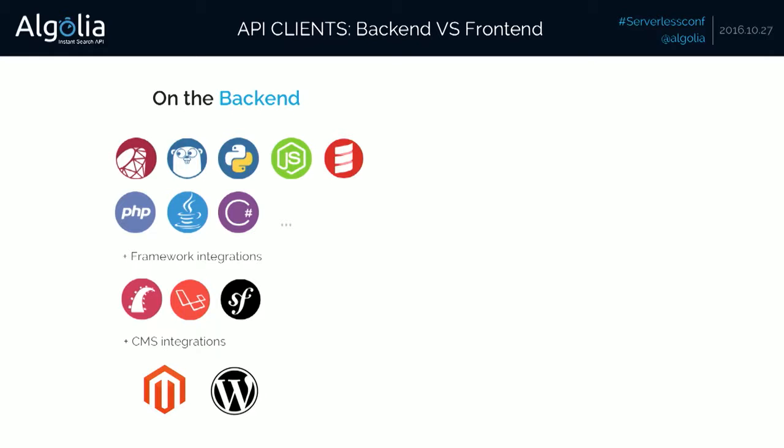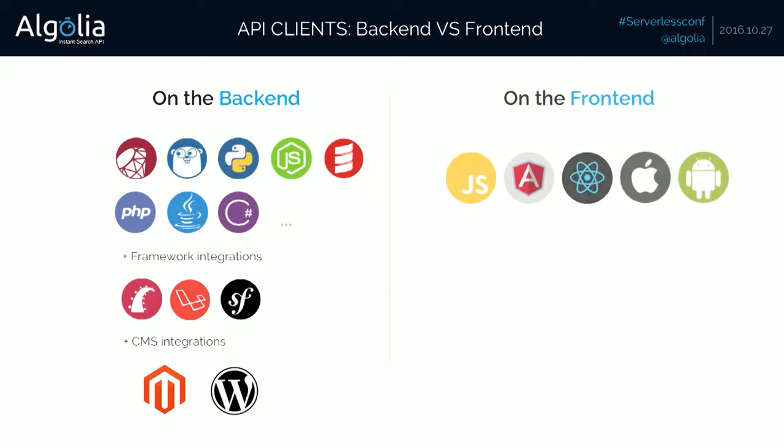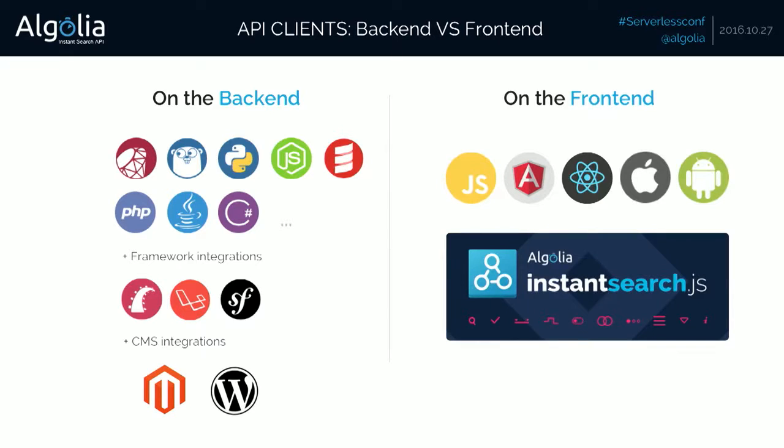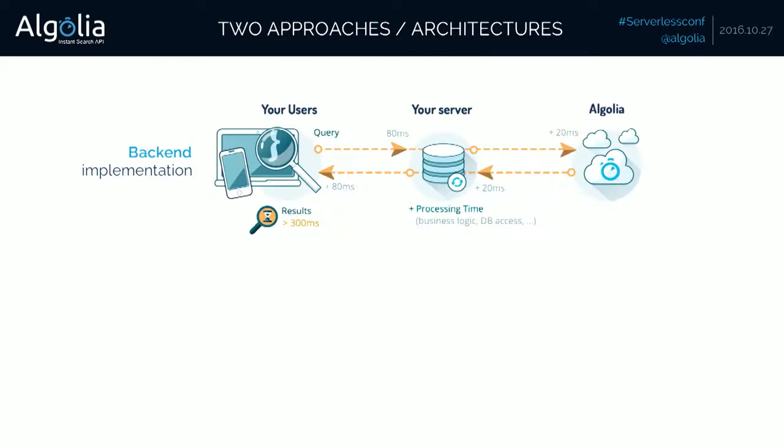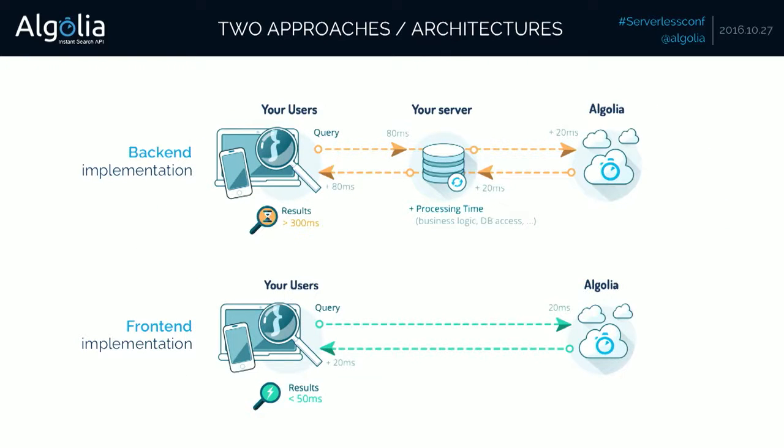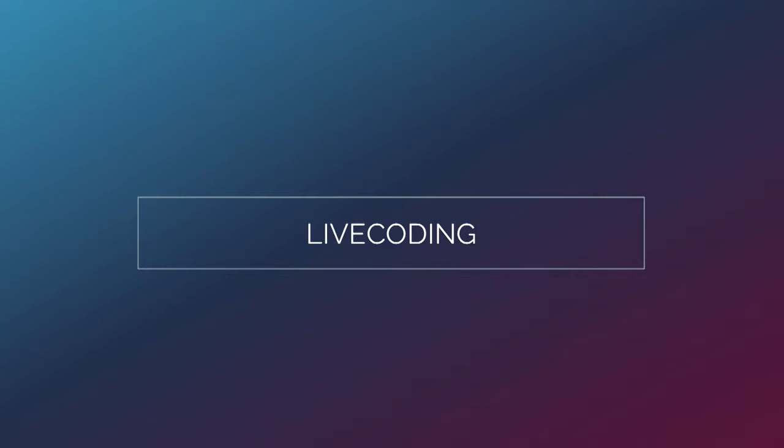To do so, as I was mentioning, we have API clients for the backend with all the languages currently used in the industry, plus framework integrations and CMS integrations. And we also have front-end API clients to build that last part, the UI, which is in the end the most important. And that's a quick reminder of what Tim just mentioned, that today we're going to really focus on that second type of implementation that we call front-end, that doesn't require any backend, since we are at the Serverlessconf. It's also way faster and quicker to implement. So let's do it.